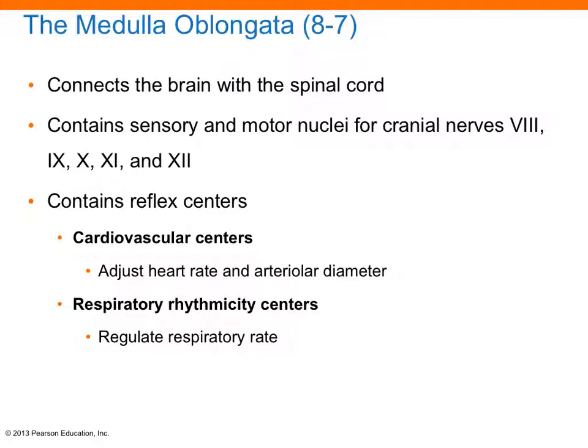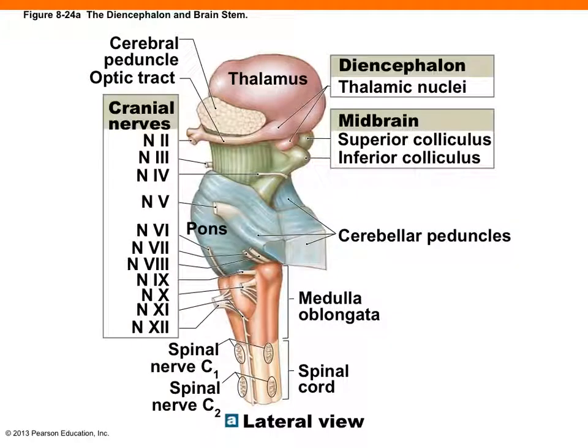The medulla oblongata connects the brain with the spinal cord. Make sure you know that. That's a test question. It also contains the sensory and motor nuclei for cranial nerves number 8, 9, 10, 11, and 12. It also contains reflex centers. It also contains the cardiovascular center, so it adjusts the heart rate, and then the breathing rhythmicity center, so it regulates the respiratory rate.